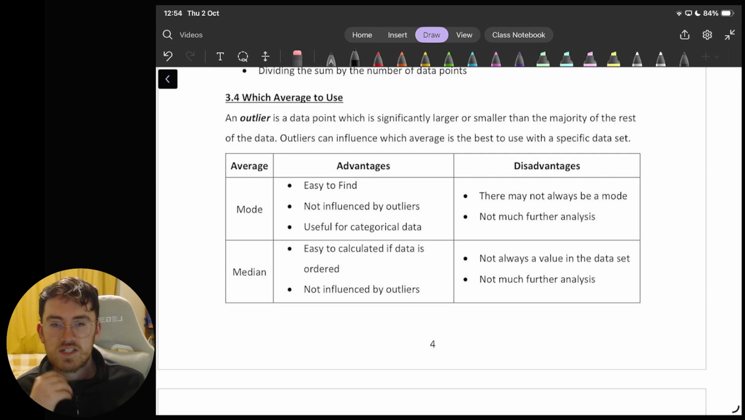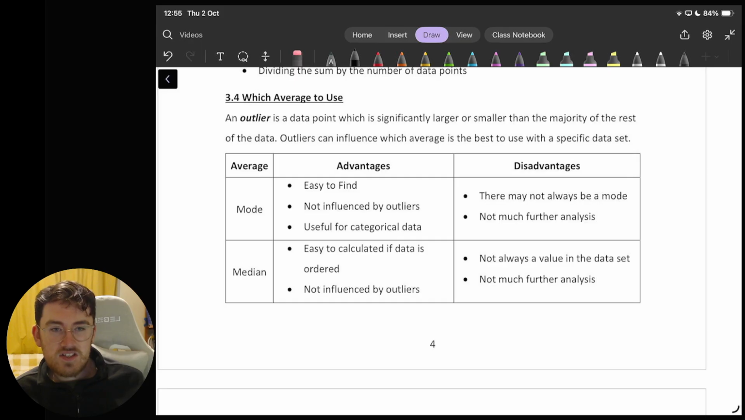So if we go through the different averages, the mode can be useful because it's easy to find. It's easily calculated. You just look and see what's there. It's useful for categorical data. So if we have data where we don't even have numbers, we just have actual words or categories, the mode is obviously going to be the best to use because we can't even really calculate the other ones. And the mode is typically not influenced by outliers.